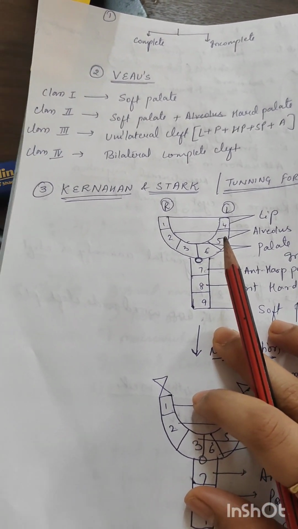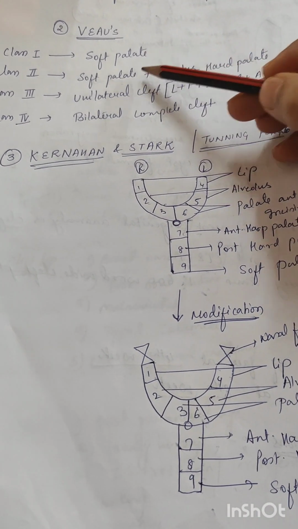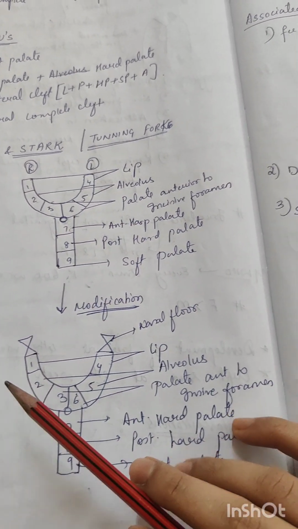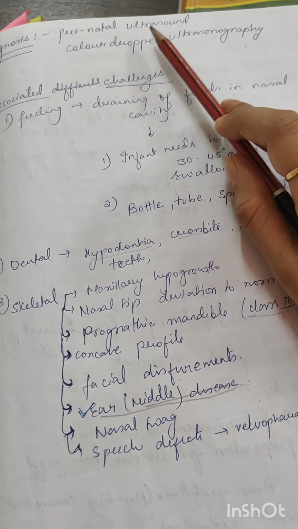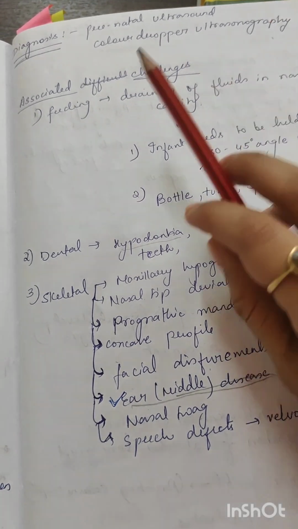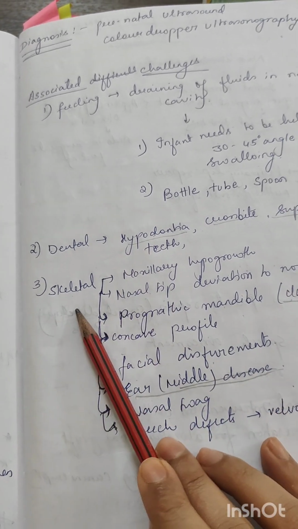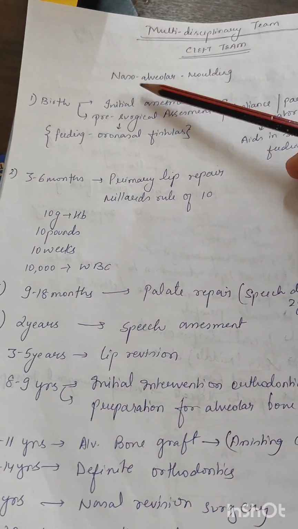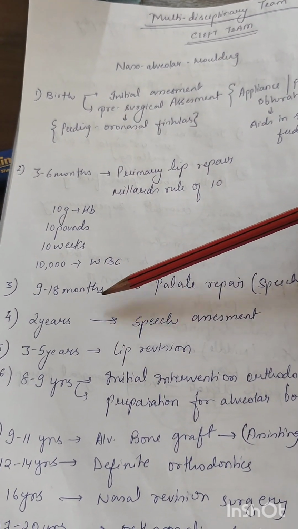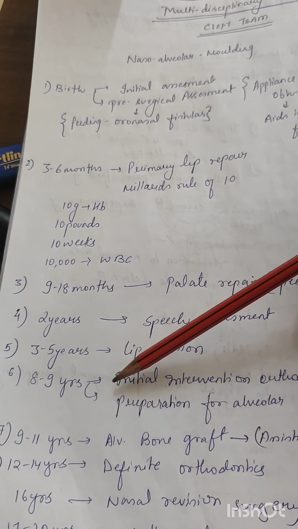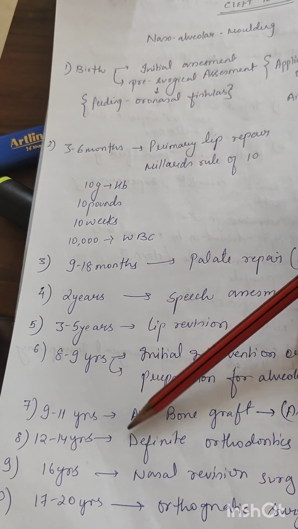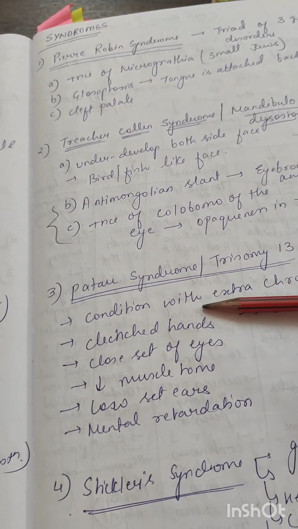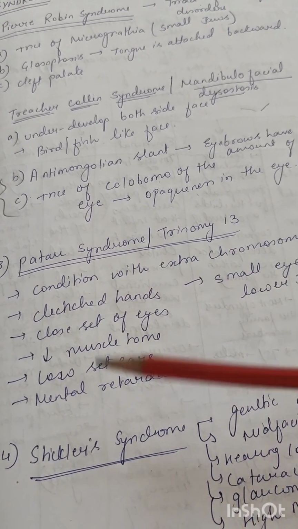Classification: complete and incomplete. Veau's classification: soft palate, soft and hard, complete unilateral, complete bilateral. Kernahan or striped Y classification. Diagnosis by prenatal ultrasound or color Doppler ultrasonography. Problems: feeding problems, dental problems, skeletal problems. Management at birth, 3 to 6 months, 9 to 18 months, 2 years, 3 to 5 years, 8 to 9, 9 to 11, 12 to 14, 16, and 17 to 20 years. Syndromes: Pierre Robin syndrome, Treacher Collins syndrome, Patau syndrome or trisomy 13, and Stickler syndrome.